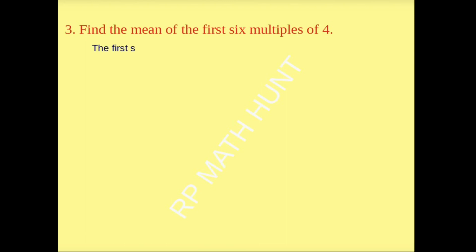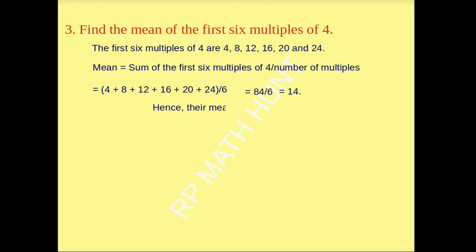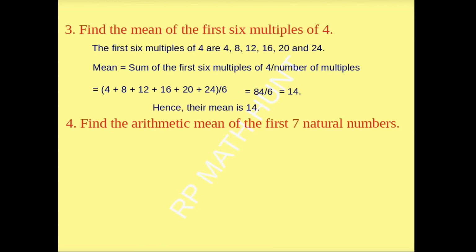Find the mean of the first 6 multiples of 4. The first 6 multiples of 4 are 4, 8, 12, 16, 20 and 24. Mean is equal to sum of the 6 multiples of 4 divided by number of multiples. 4 plus 8 plus 12 plus 16 plus 20 plus 24 by 6. That is equal to 84 by 6, which is 14. Hence the mean is 14. Find the arithmetic mean of the first 7 natural numbers.